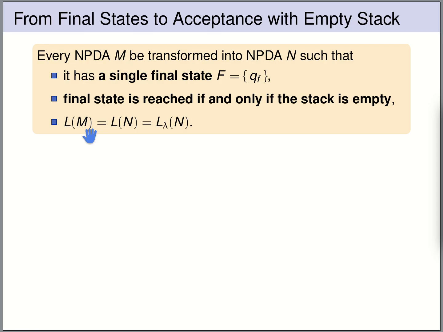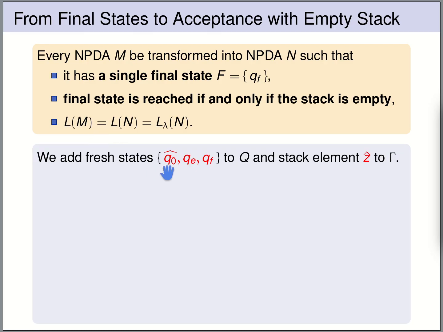So how do we obtain such an automaton N? We start from M and we add 3 fresh states, Q0 hat, QE, QF, and we add a fresh symbol Z hat to the stack alphabet.